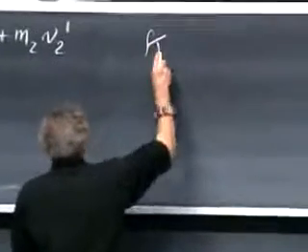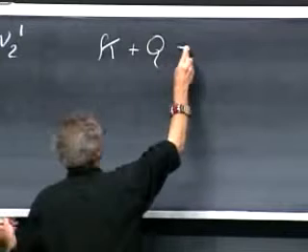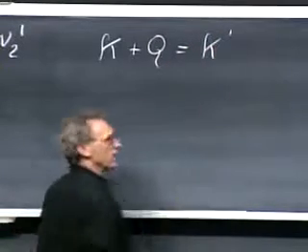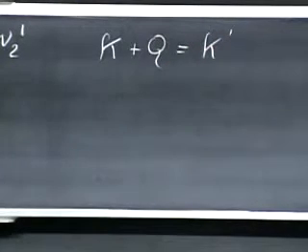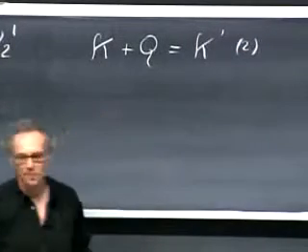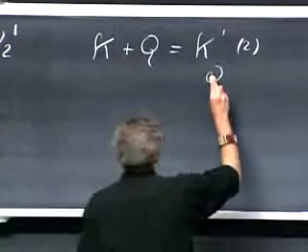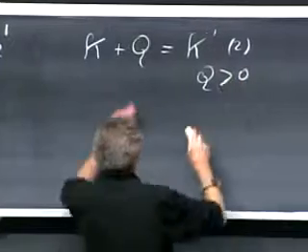And so, in its most general form, you can write down that the kinetic energy before the collision plus some number Q equals the kinetic energy after the collision. And if you know Q, then you have a second equation, and then you can solve for V1 prime and for V2 prime. If Q is larger than 0, then you have gained kinetic energy.